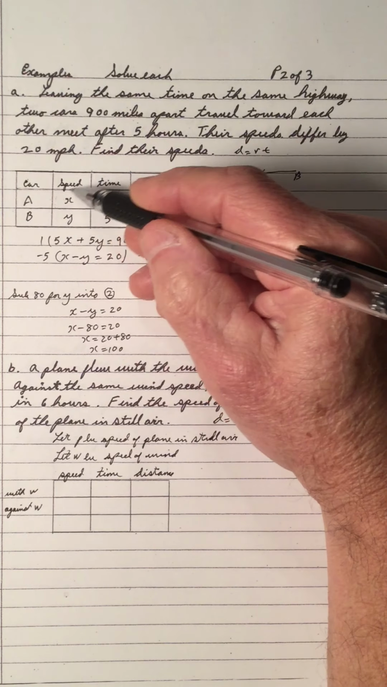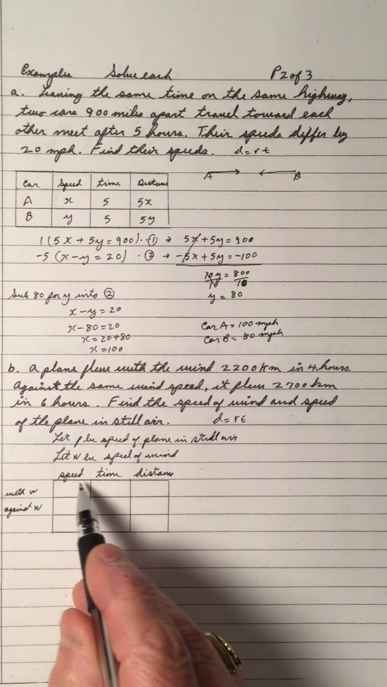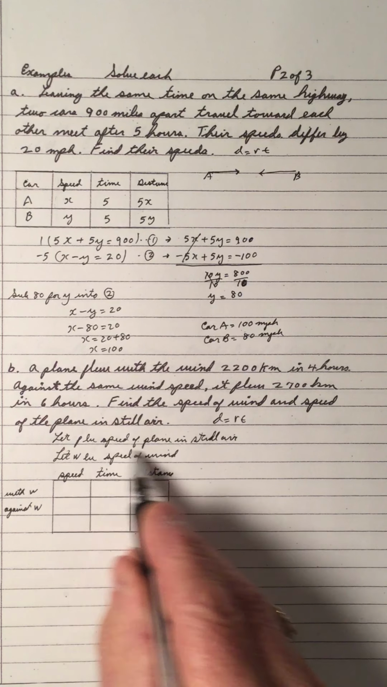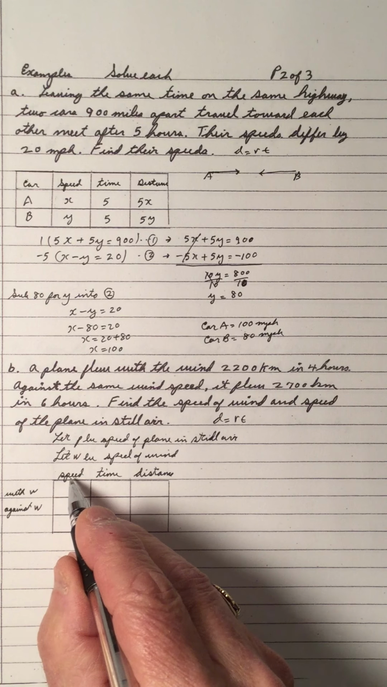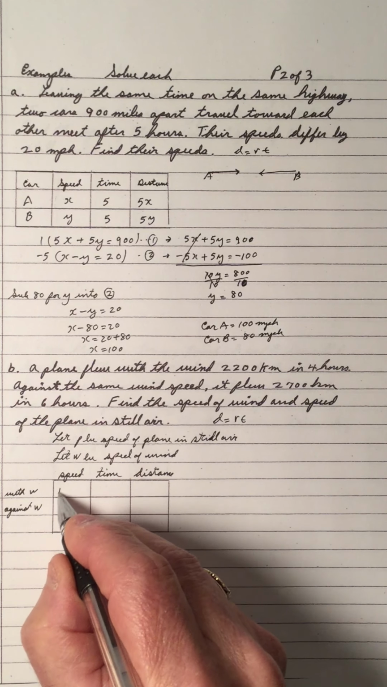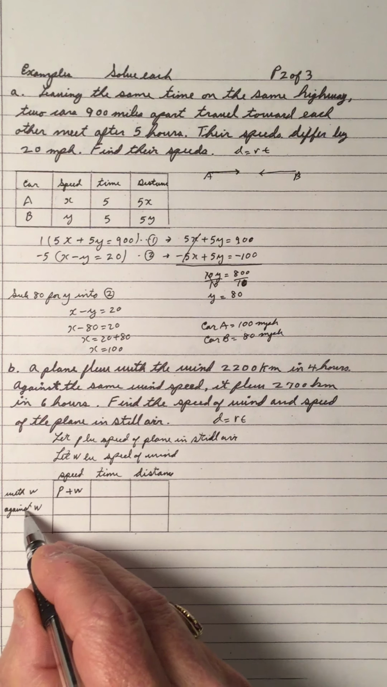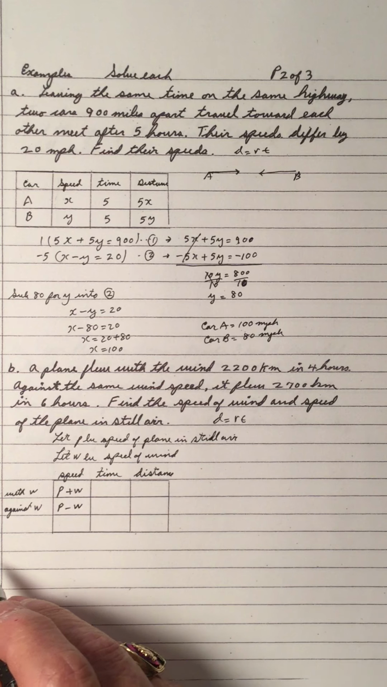I wrote it in this chart, but with the wind and against it, I didn't put which one was with what. I had to make this statement. That's the way I find doing it easier. So the speed with the wind is the plane plus the wind. The speed against the wind is the plane minus the wind.